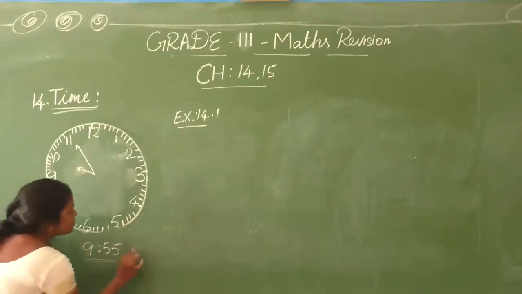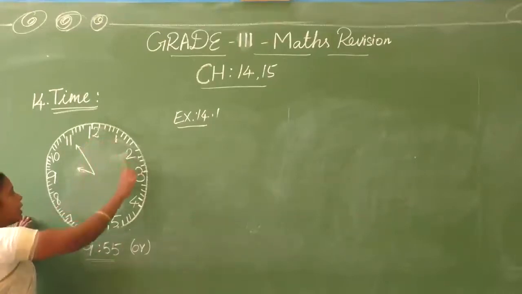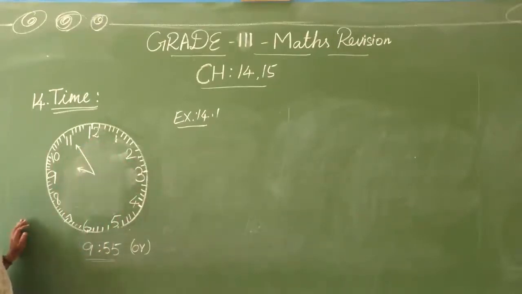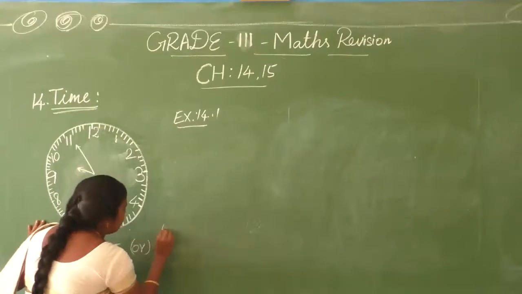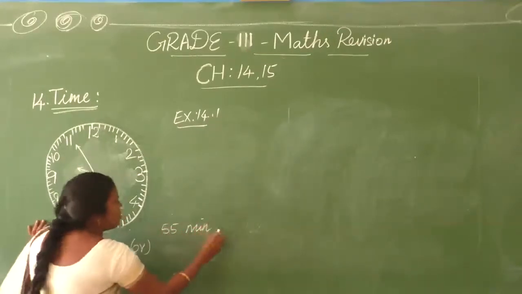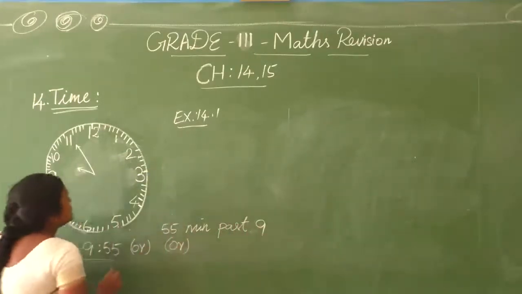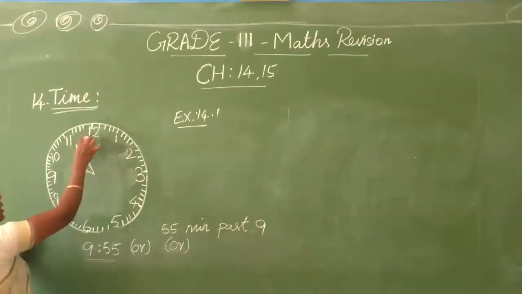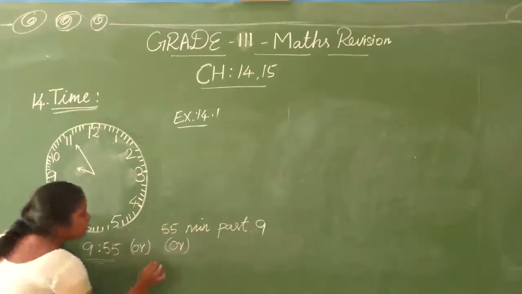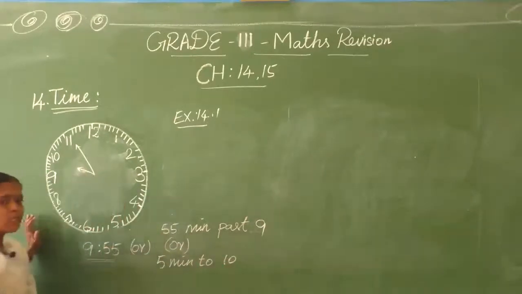Understood? In words, how do you tell? Using the word past. 55 minutes past 9 o'clock. After 9 o'clock, 55 minutes over. So on that basis, you can write like this: 55 minutes past 9. Otherwise, just for reaching 10 o'clock, how many minutes are there? Just 5 minutes. So there we can use the word to. 5 minutes to 10 o'clock. 5 minutes to 10. Understood, children?